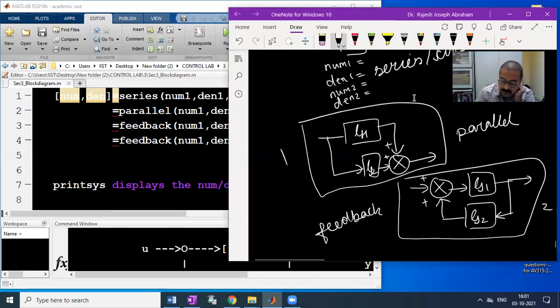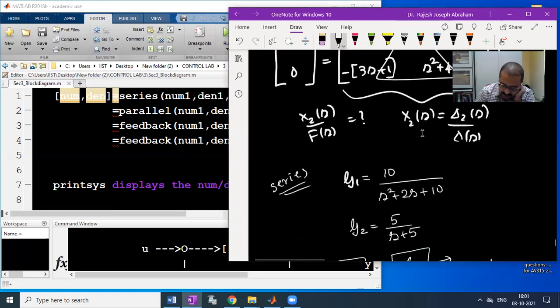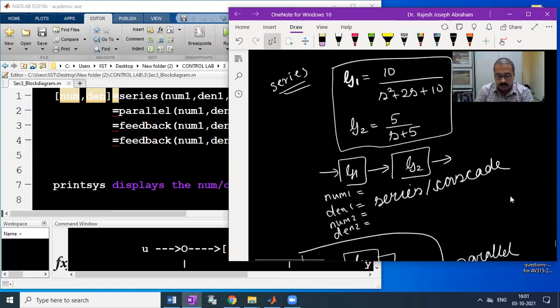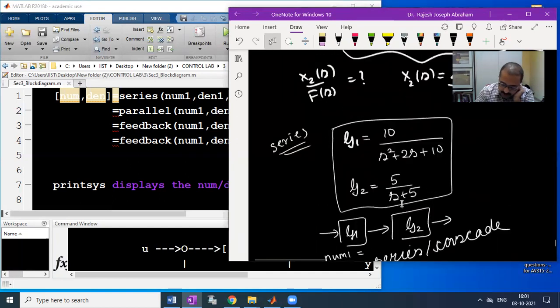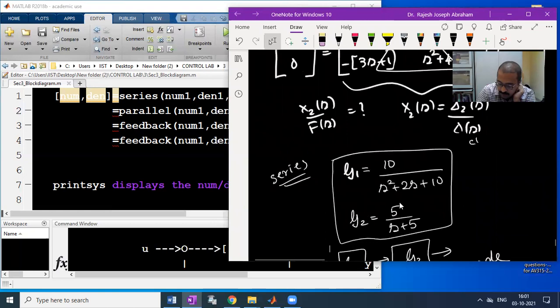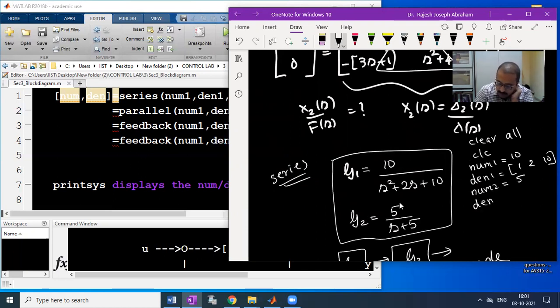Let us take one example and try all these things. Suppose we have two transfer functions, G1 is this and G2 is this. I want you to try all four configurations. What do we have to do first? First, you need to define num1. How will you start? With clear space all, then clc. Then you define your num1. What is num1? 10. What is den1? Open a square bracket: 1 space 2 space 10. Then num2 is 5, and den2 is 1 space 5.